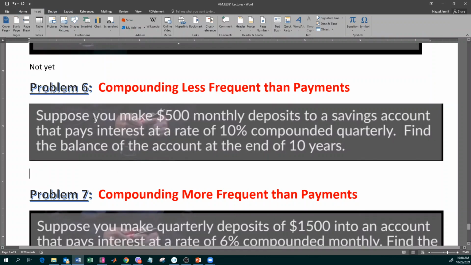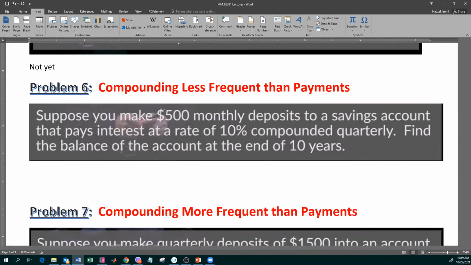Right, let's have a look at this problem. Suppose you make $500 monthly deposits to a savings account that pays interest at a rate of 10% compounded quarterly. Find the balance of the account at the end of 10 years. Now, the key thing I want to start off with, guys, is the diagram. I just want to show you the diagram first.